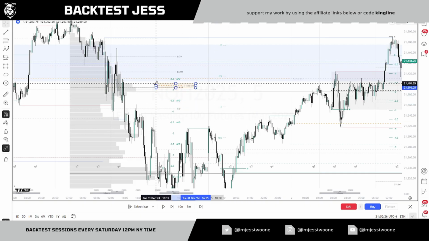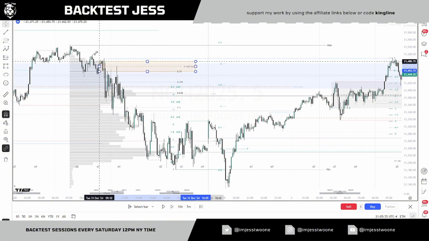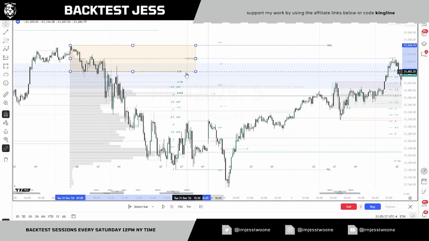And then this entire area would be 0.618, and then this entire area would be 0.705. And then until we actually take out the entire deviation, 0.79 to the high would all be considered 0.79. So when we're tracking this for data purposes, even if it comes close to 0.705 but misses it, we're not counting that as 0.705.